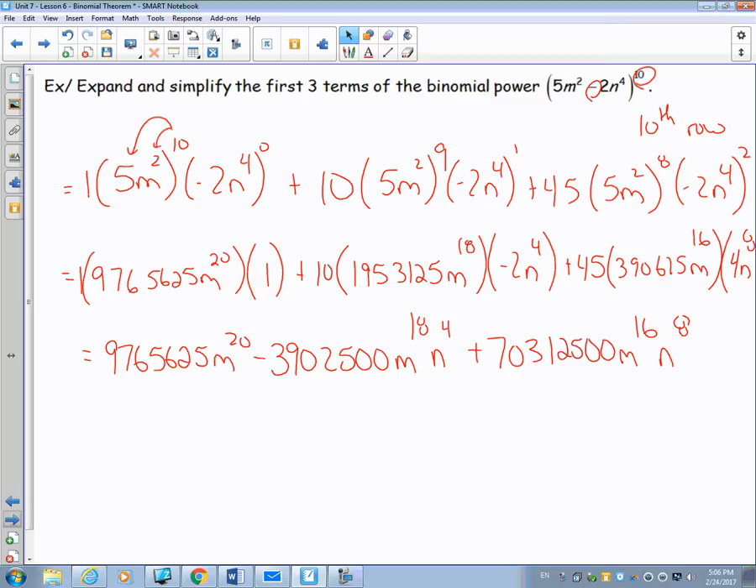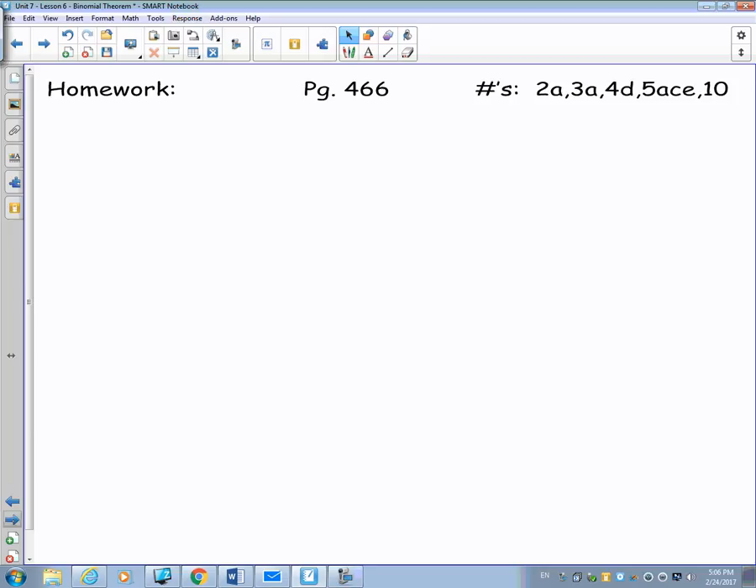And that's our binomial theorem for you. We're not going to do too much with it. Some questions you can try, work on. And that would be the end of that lesson.